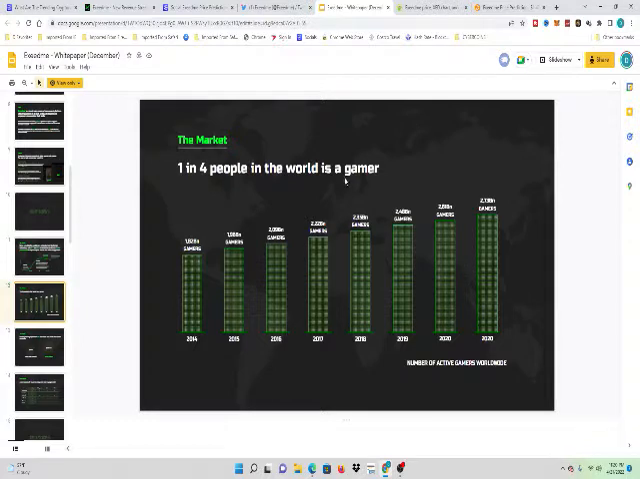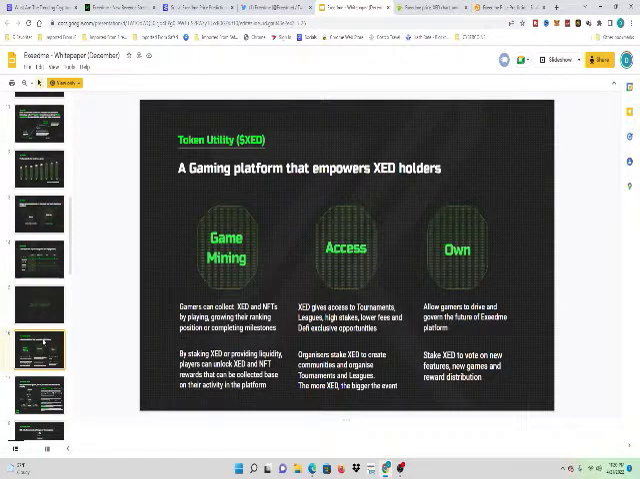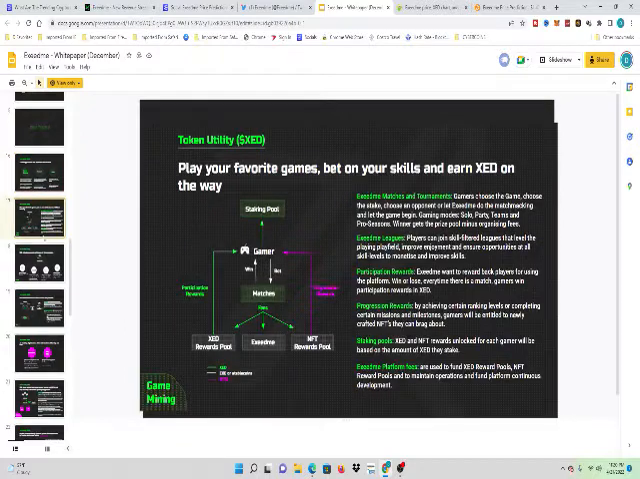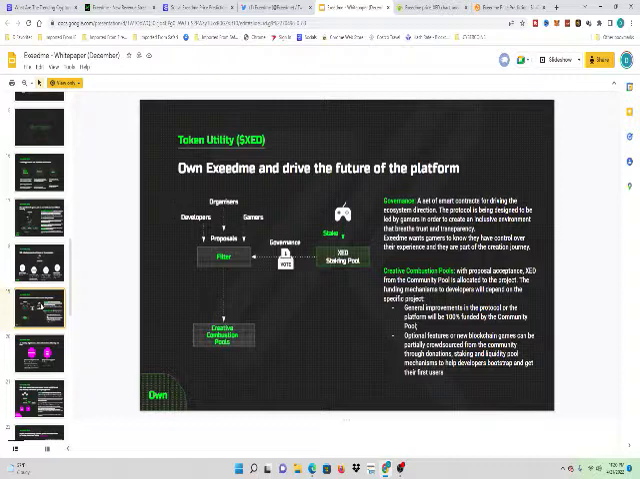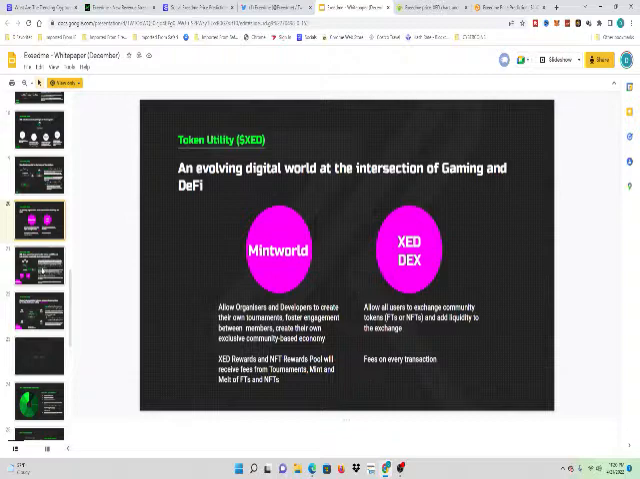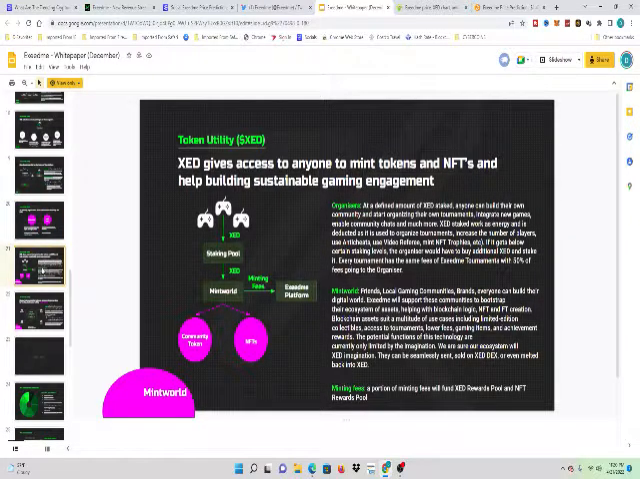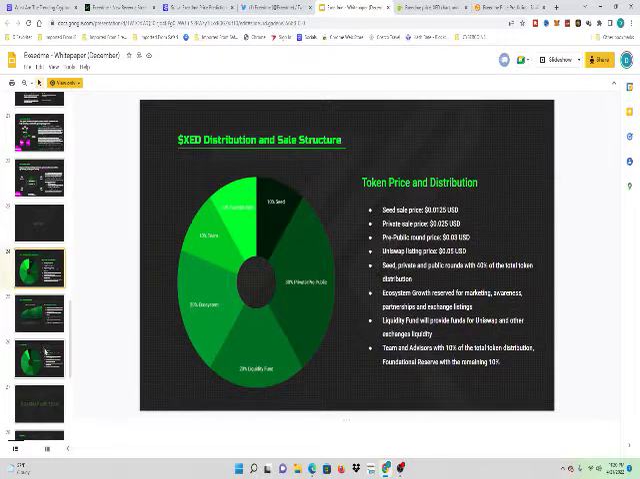One in four people in the world is a gamer, so you gotta remember that. The gaming industry already represents 2x the music and movie industries combined, a $159 billion industry compared to $74 billion for movies. So the gaming industry is definitely where this is going. And the intersection of gaming and DeFi is Exeedme. So definitely want to read this, check it out.